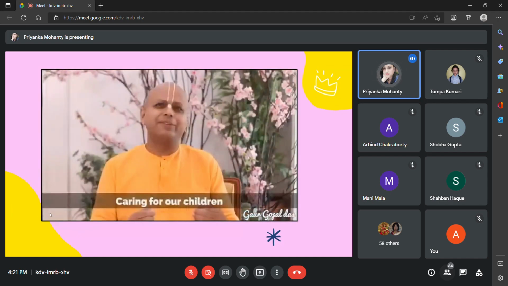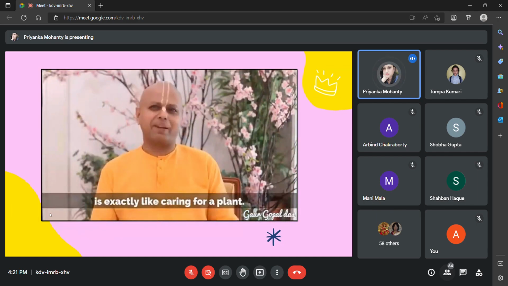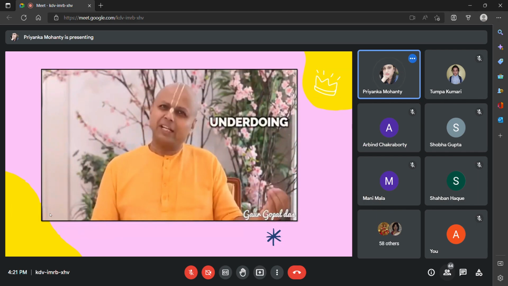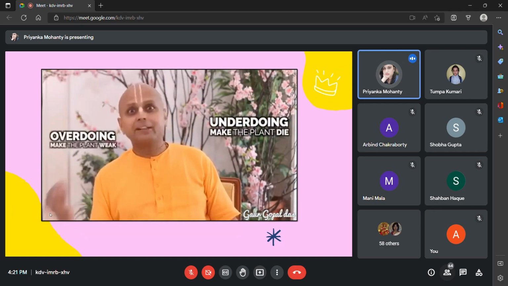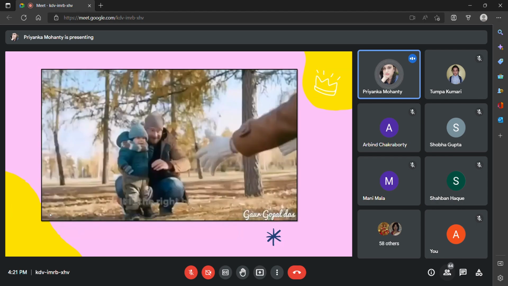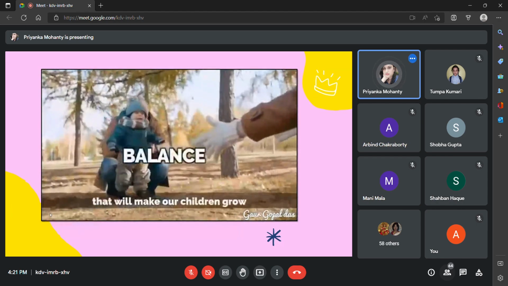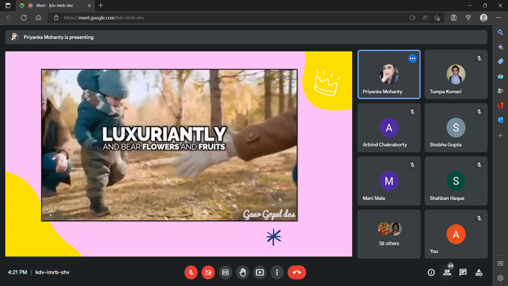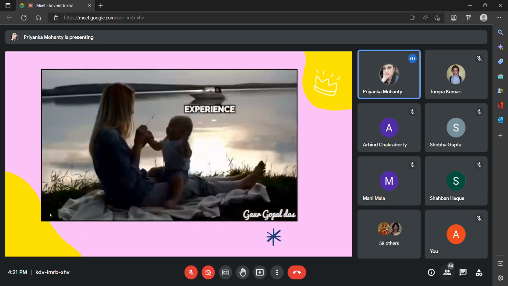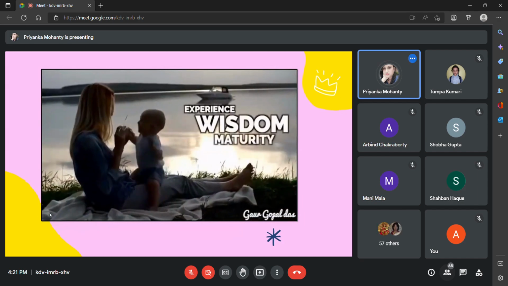Caring for our children is exactly like caring for a plant. Underdoing it will make the plant die, but overdoing it will make the plant weak. It is the right balance that makes our children grow luxuriantly and bear flowers and fruits in the form of experience, wisdom, and maturity.